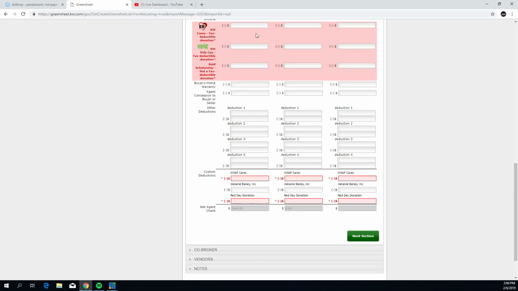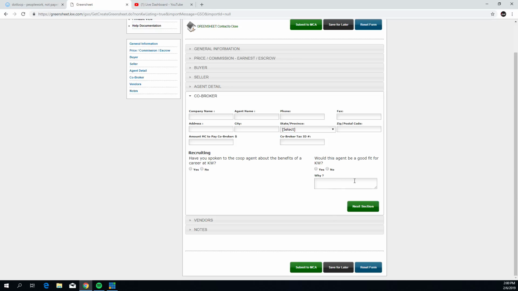So, next section. Co-broker. Notice how none of this is red. I usually just fill out the company name and the agent name just because I'm a little bit anal, just to have it on there, just in case there's a question. This used to be required.